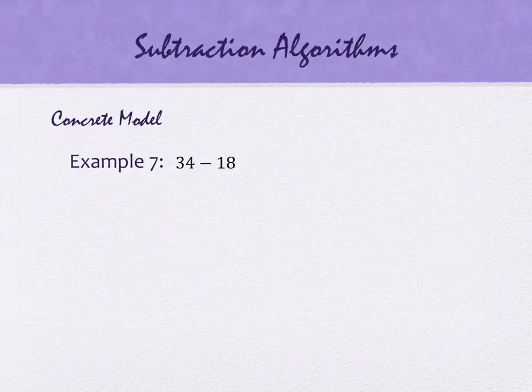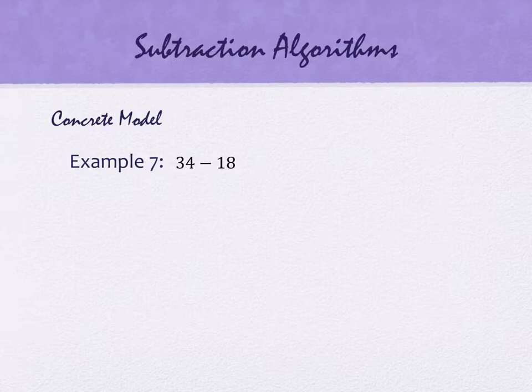All right, let's take a look at a few subtraction algorithms next. Some of them are going to look very much like the addition algorithms. That is, their names are the same and they work very similar. The first one is an example. It's a concrete model for the number 34 minus 18.